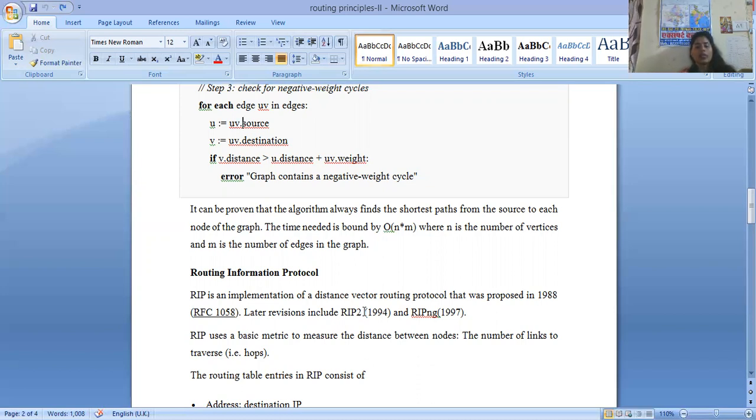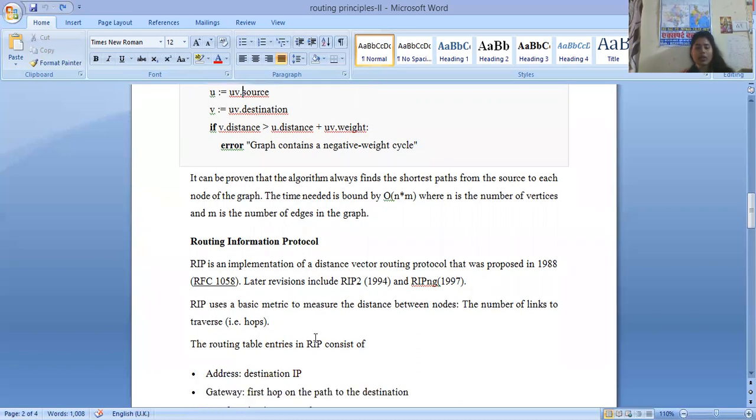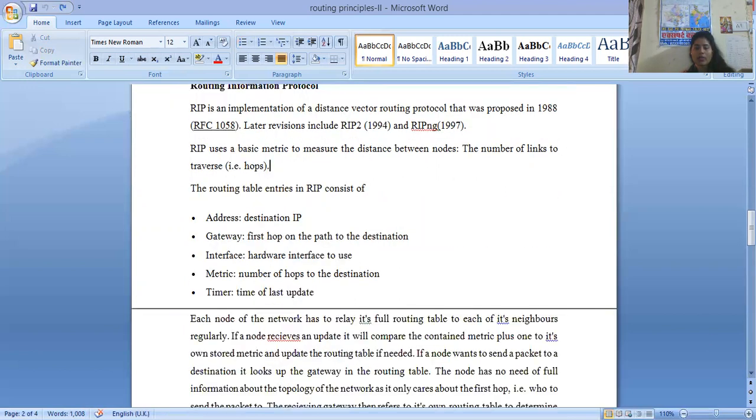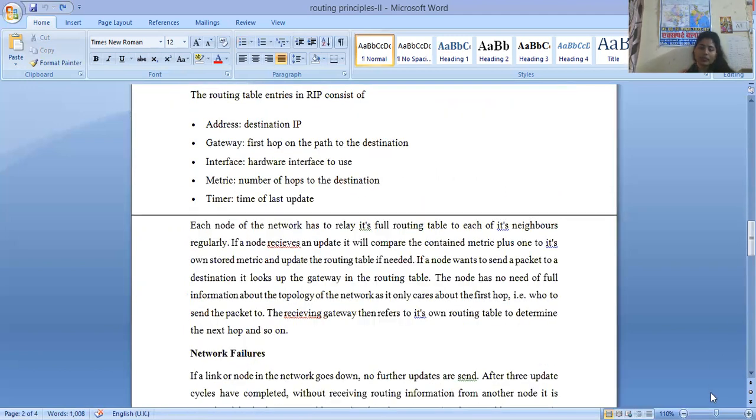Okay. So the routing table entries in the Routing Information Protocol consist of the address, the destination IP, and the gateway, which is the first hop on the path to the destination, then the interface, the hardware interface which is to be used, and the metric, the number of hops to the destination.